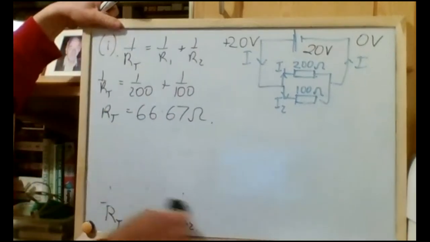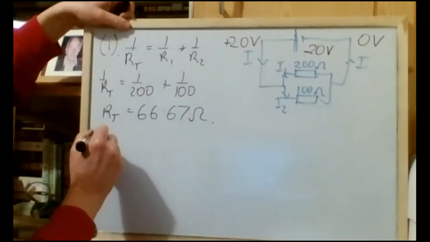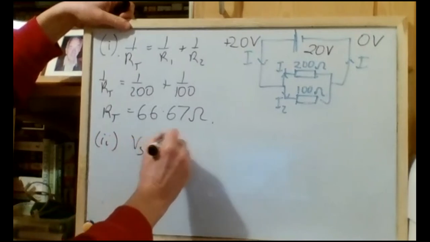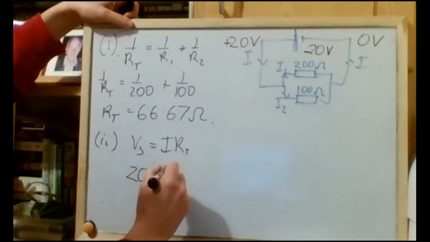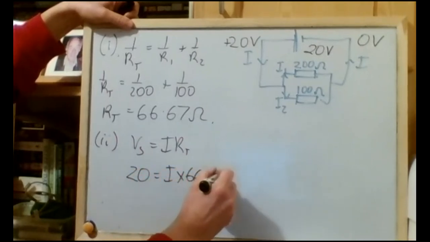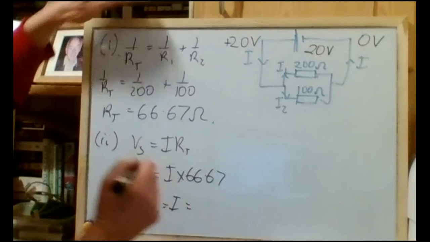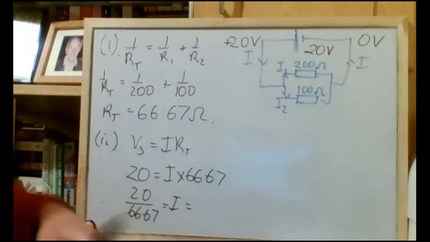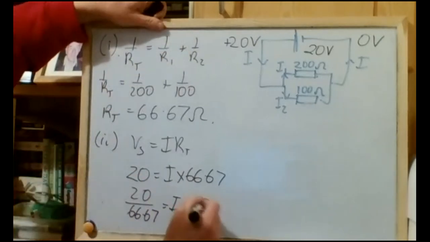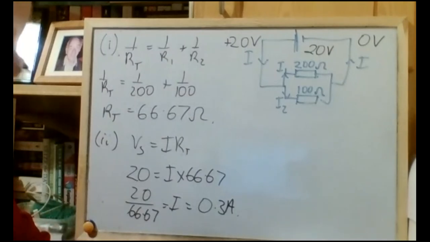What's the current? Again, the current at the back, we just apply Ohm's law to the whole circuit. We always do it this way. So it's Vs equals IRT. So what have we got? 20 is the supply voltage equals the current multiplied by 66.67. 20 divided by 66.67 equals I, and I get 0.3. So the current there is 0.3 amps.